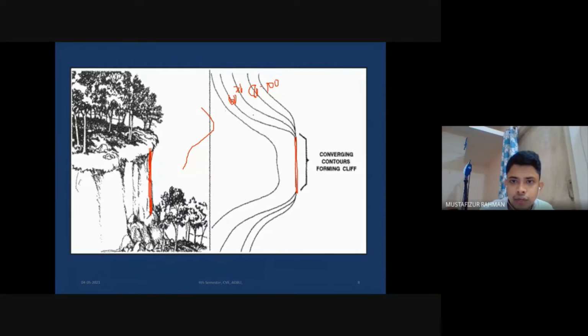They are at different locations at other positions, but here at the location of the vertical cliff, they all come together and form a single line. Why? Because this is a vertical cliff. The RL is changing vertically at the same location. If we look from the top in a 2D map, in a plan, the RL is changing here. So this is an important property of the contour lines.